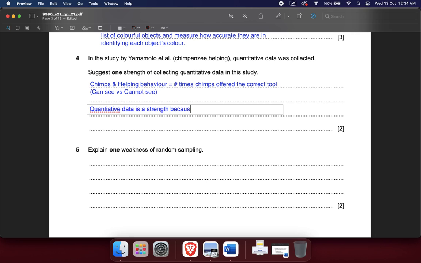Strength because it provides an objective measurement of the data. Right? Quantitative data is a strength. Where's my spelling off today?